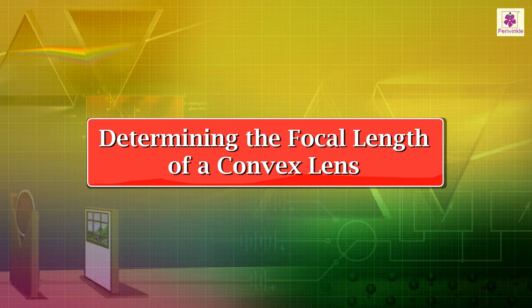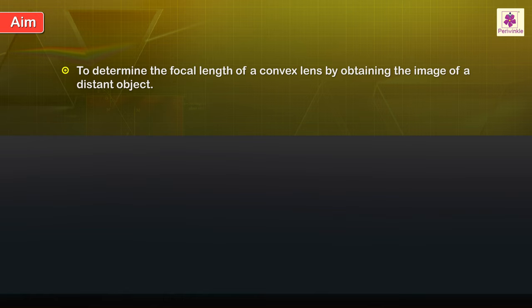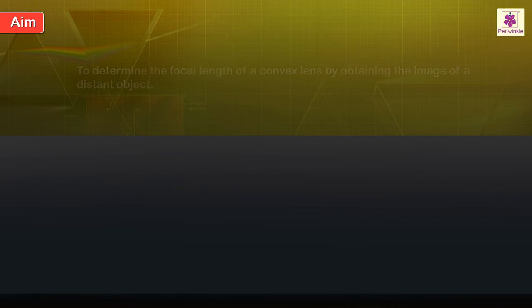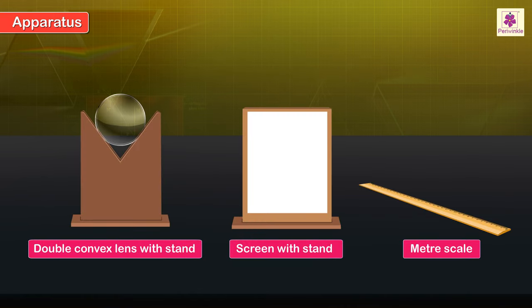Determining the focal length of a convex lens. Aim: To determine the focal length of a convex lens by obtaining the image of a distant object. Apparatus.